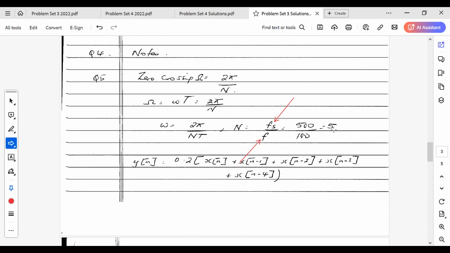You have half of the number. So if n was 4, you would have 2 lobes before fs. If n was 5, you would have 2.5 lobes before fs, and so on. Okay? So it's easy to sketch the response, right?